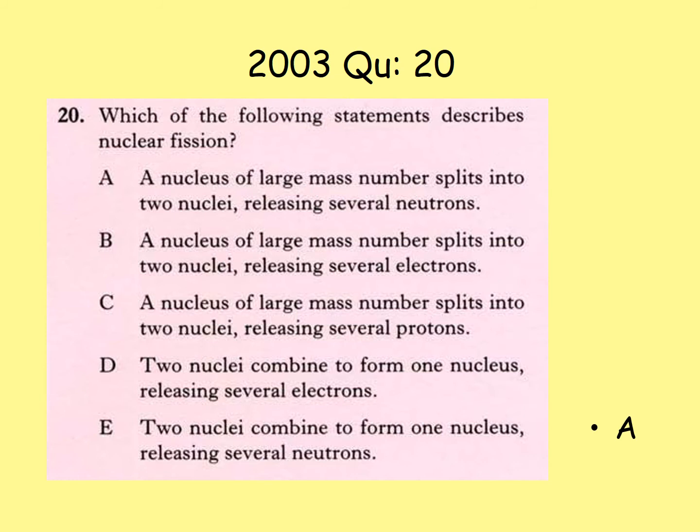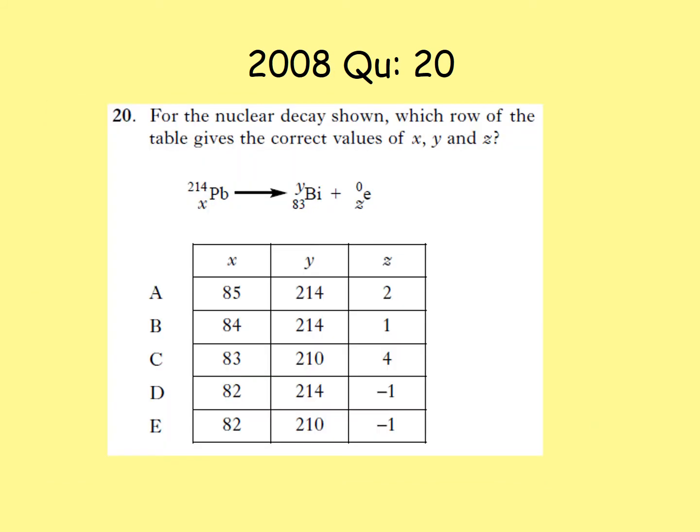2003 question 20. Which of the following statements describes nuclear fission? Well, nuclear fission is a nucleus of a large mass number splitting into 2 nuclei, releasing several neutrons. So that must be statement A.